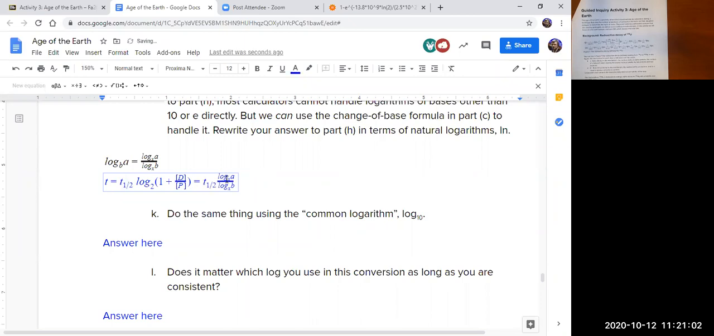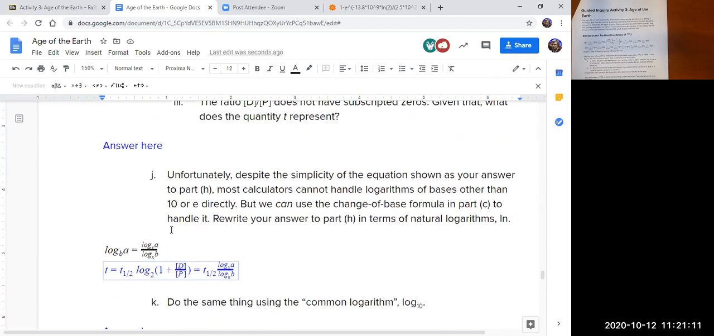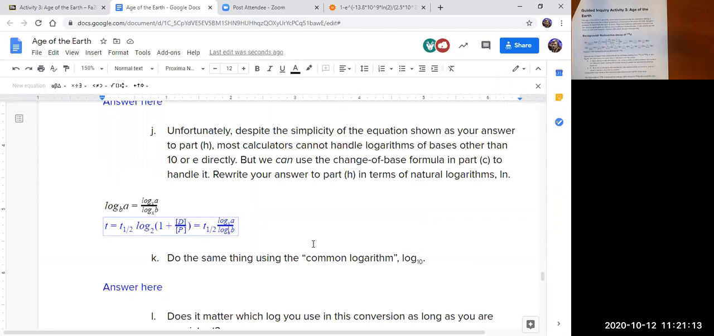Okay, now we need to figure out the x, a, and b. So, chat, what is the x? In this case, we are going to do it in terms of natural logarithms. What does the x become? E. The natural log is base e.